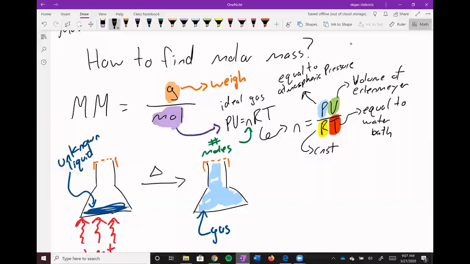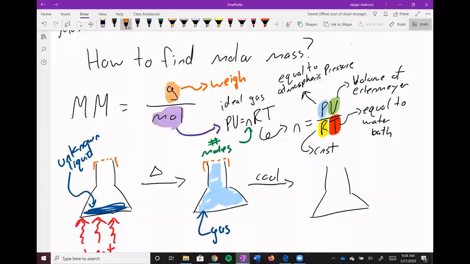So you can see we can figure out the P, V, R, and T of this gas, which means we can figure out n, which is the number of moles. So there we go. Boom, we've got our number of moles. So what do we do next? We just have to then weigh our apparatus. So we're going to let this cool.